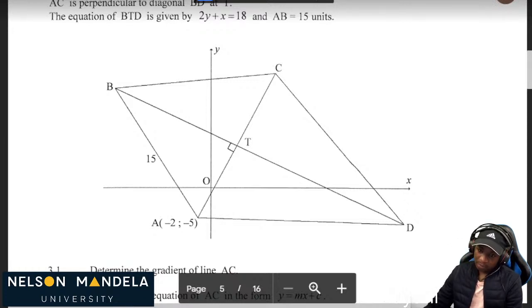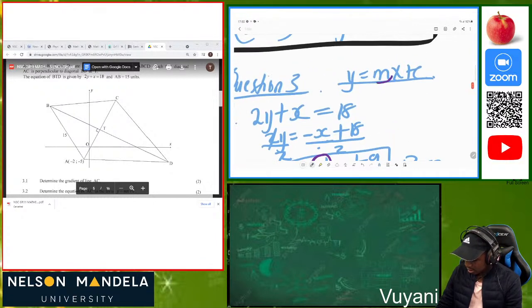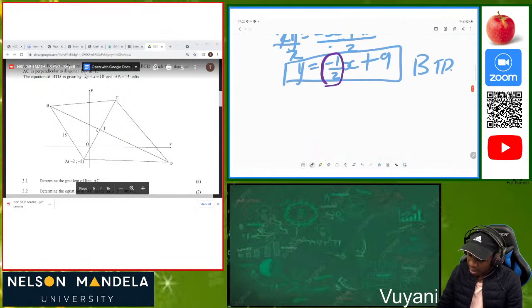So now, what is the gradient of the line? We know that the coefficient of x is always the gradient. So in other words, the gradient of BD is equal to negative 1 over 2.